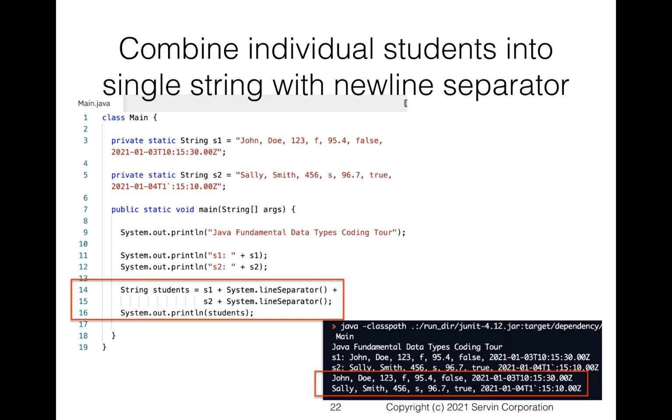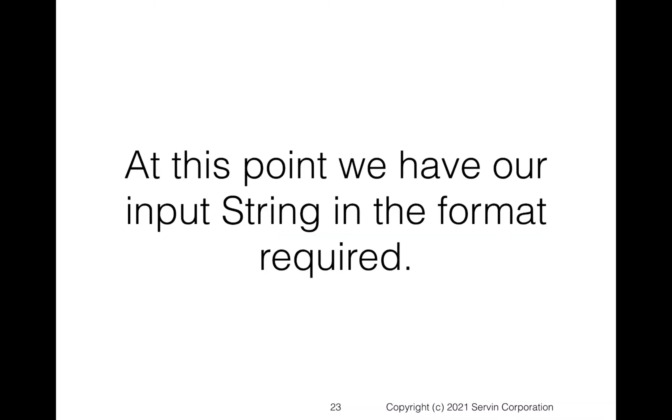To confirm we've got that, notice at line 16, we print out this single string that has students. Of course, it has all our individual students, in this case just 2. And we see indeed when we print that out, we have a line of John Doe with a newline character, and then a line of Sally Smith with a newline or line separator character for that. Now at this point, we have our input string in the format that's required for this exercise.